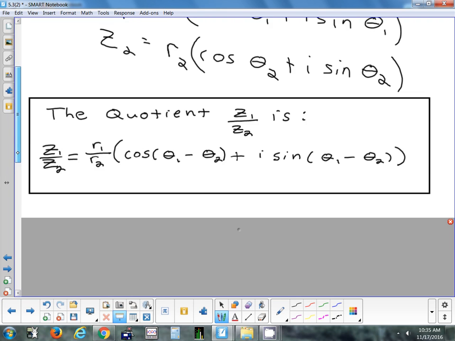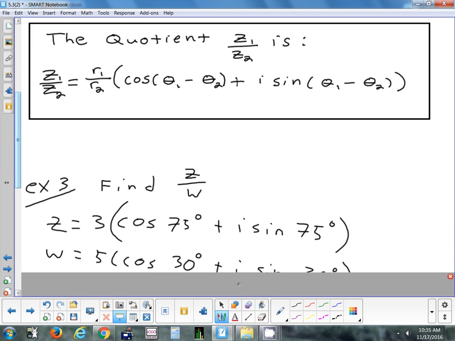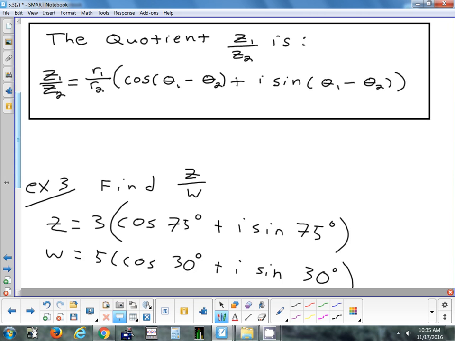All right, so let's try the first example with division. My two complex numbers are 3 (cosine 75 plus i sine 75) and 5 (cosine 30 plus i sine 30). Okay, and I want to divide them. Now, how do I know these are imaginary numbers? What tells me they're imaginary? How about Cody? Tell me, how do I know those are imaginary?